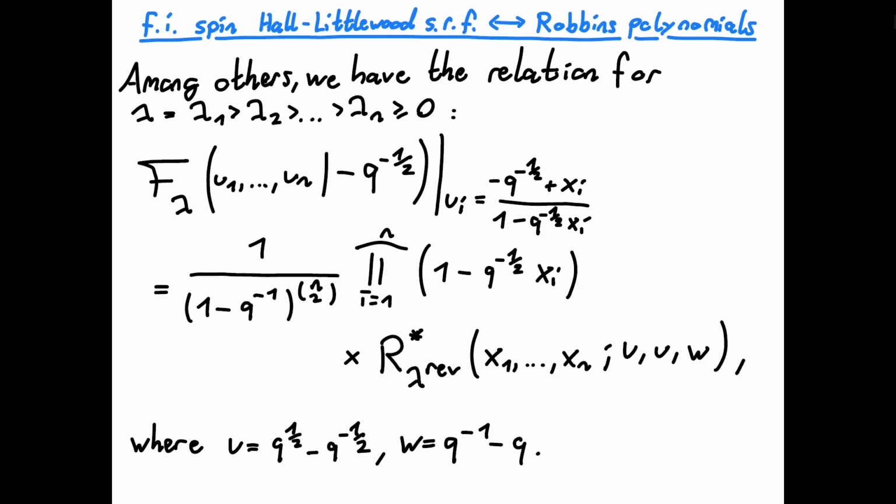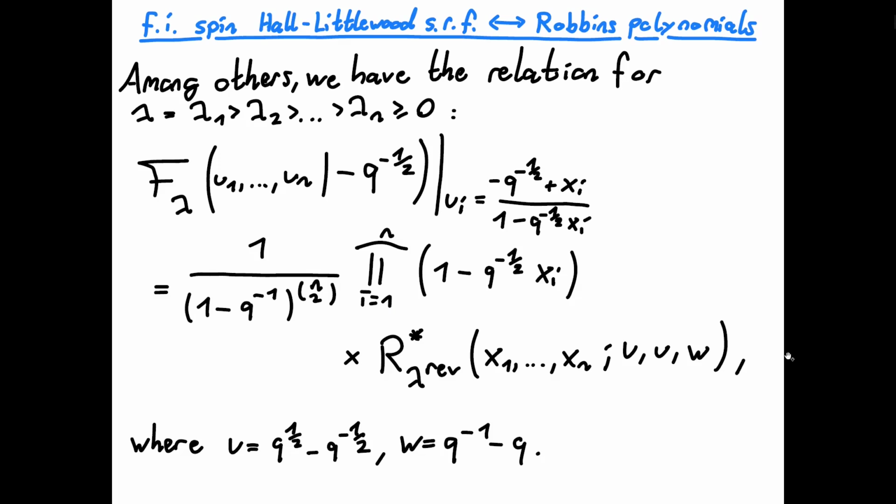So given some increasing bottom row, or decreasing partition lambda, we look at the spin Hall-Littlewood function of lambda in the parameters u1 to un, and we set all of the column parameters, so all of the sj's, to -q to the -1/2, and then we do this rational transformation of the ui's into the xi's. And then on the right-hand side, what we obtain is the modified Robbins polynomial of the reverse partition, because we denote the bottom rows in increasing order, of x1 to xn, and these two prefactors, which you can think of as some type of normalization factors.